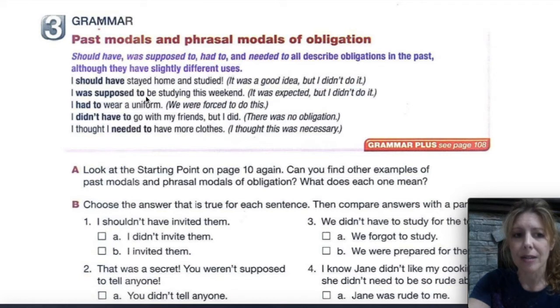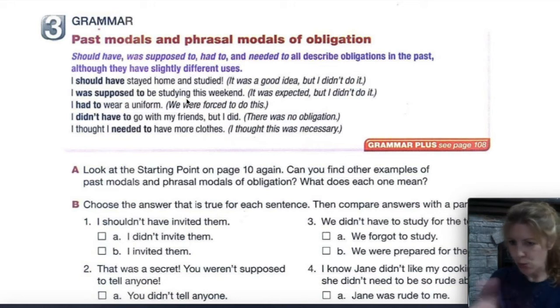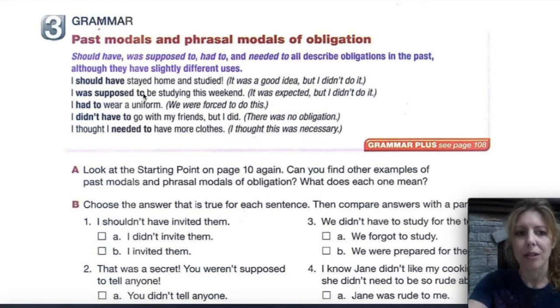Okay, here the simple tense is be, but they're using this continuous form after that. Okay, I was supposed to be studying this weekend. In other words, studying throughout the weekend, not just one time, not just one day out of the weekend, but the entire weekend. Okay, so, but notice the verb be. Okay, let's look at the next one.